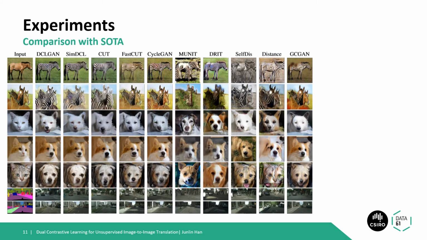Here, let's look at some video examples. It's clear that DCLGAN outperforms other methods in both quantitative metrics and qualitative results. DCLGAN is also good at performing geometry changes. This is shown in the translation between cat and dog, where DCLGAN tries to change the shape of the ear and mouth to perform geometry changes.